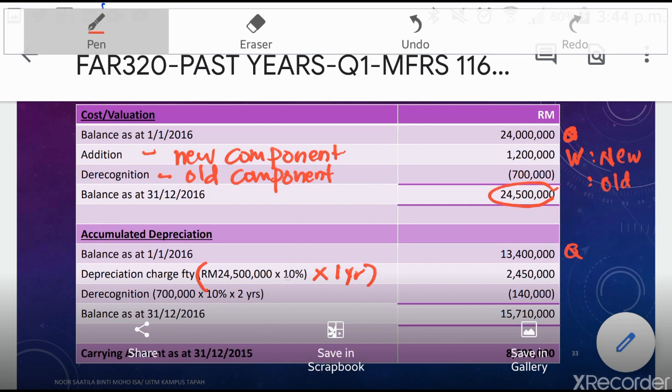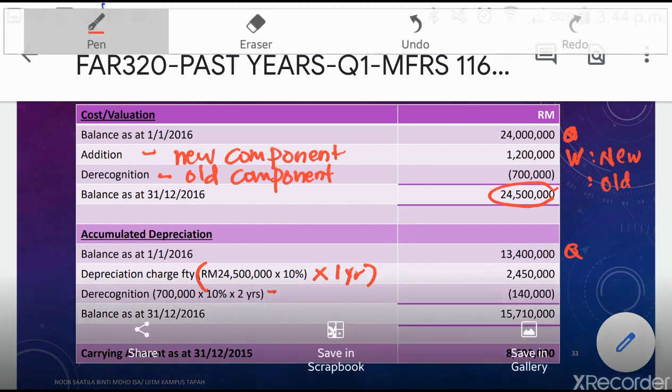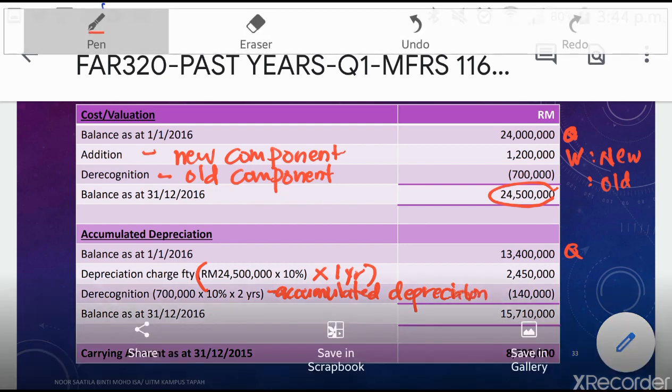Okay, the next one. The derecognition here is not the derecognition of the cost, but the derecognition of the accumulated depreciation. Remember, we calculated depreciation much earlier, and I told you that you need to provide depreciation from 1st of October up till 31st of December 2015, and that figure that we calculated was 140.